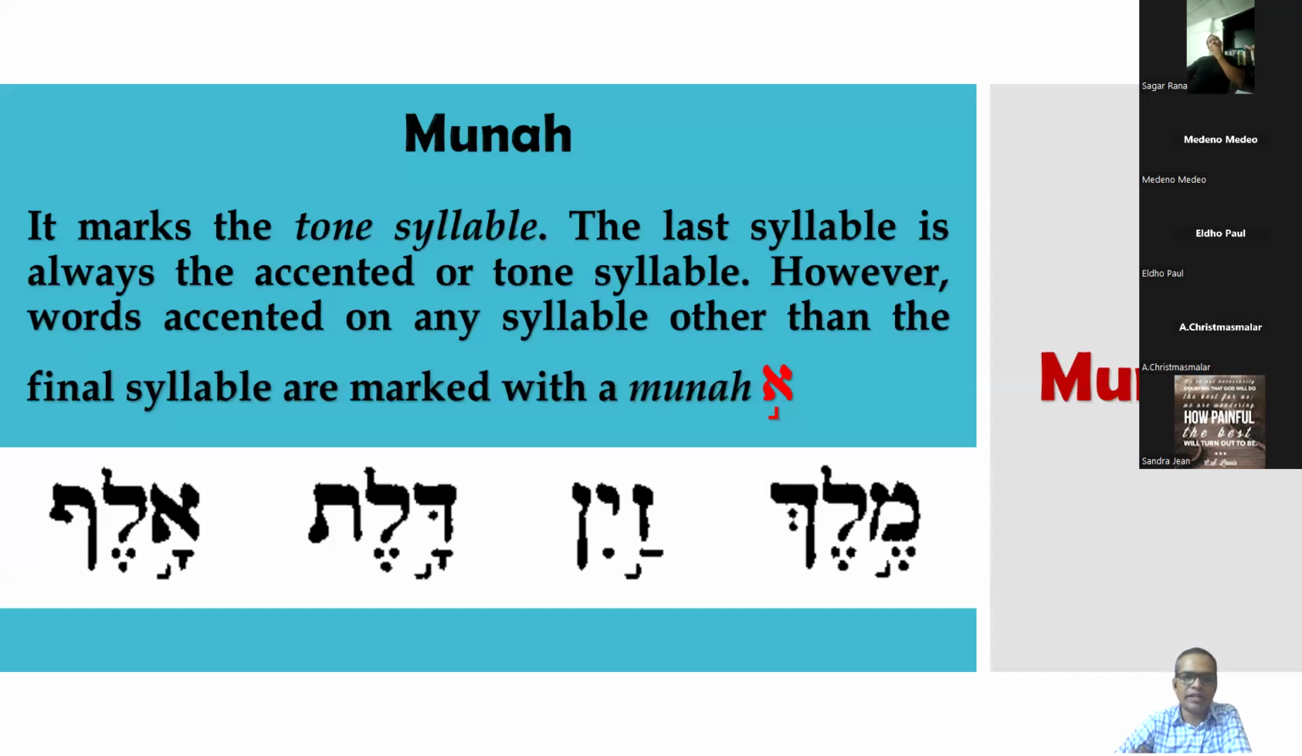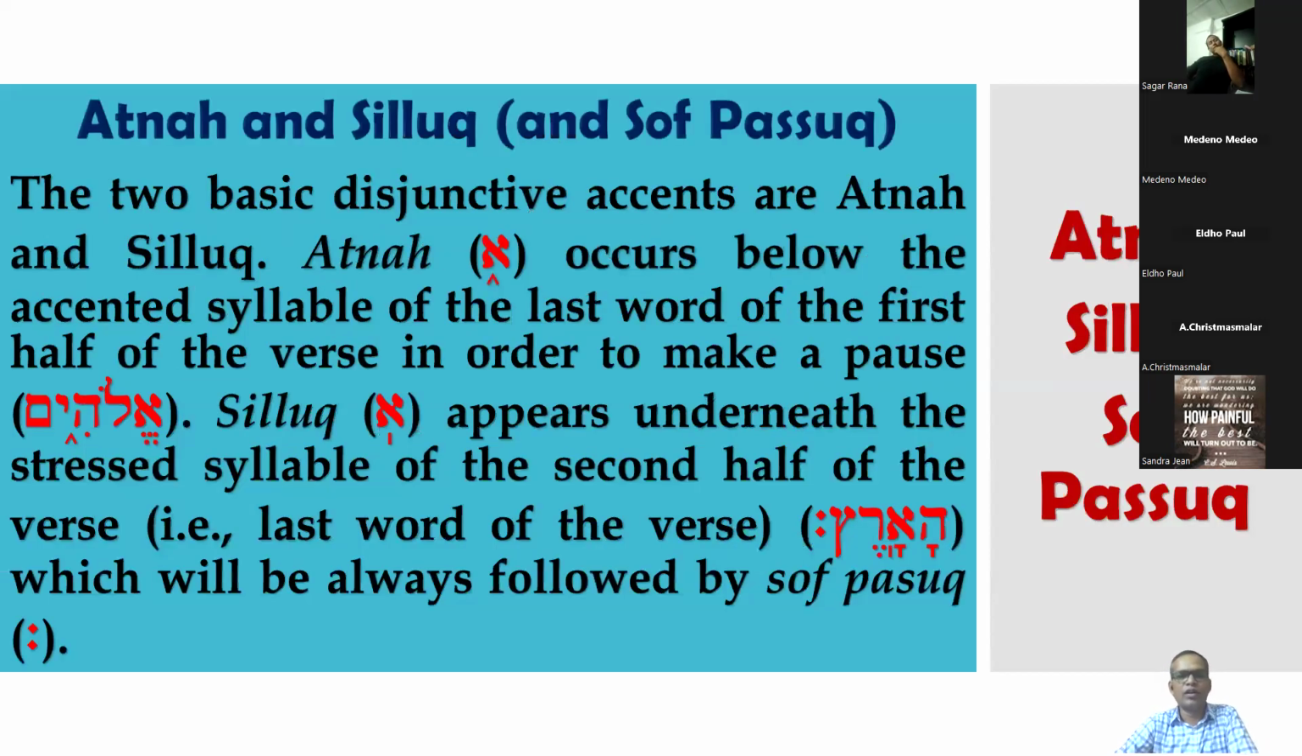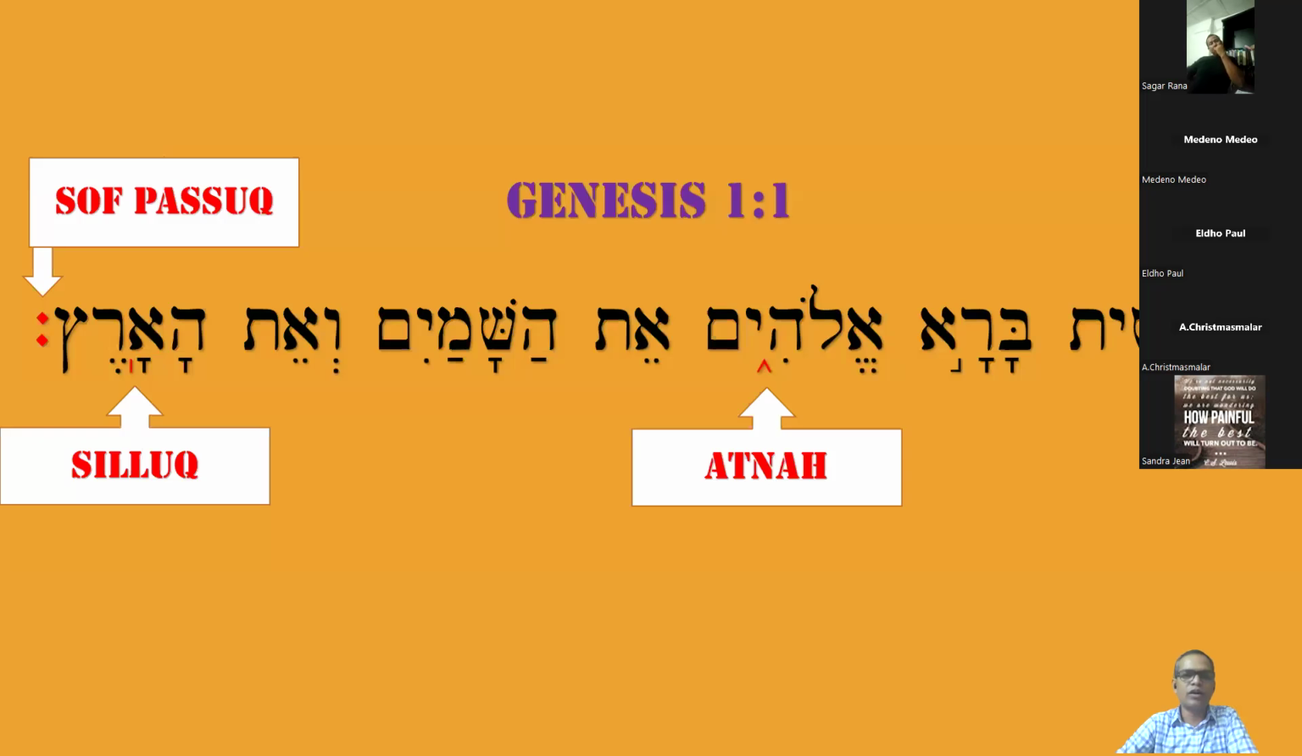All right, so this is the basic understanding. The foundational principle is that in any Hebrew word, the last syllable will be the accented syllable. In case you see munna in any syllable apart from the last syllable, it has to be understood that that particular syllable has to be stressed. So this is one of the basic accents in Hebrew. Now we will move on to some basic accents that you should understand when you read a verse.